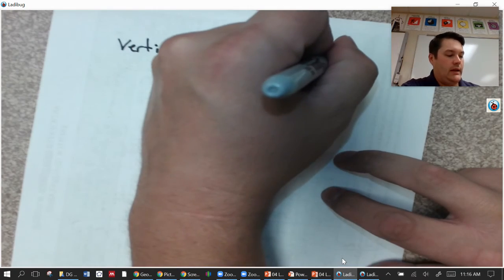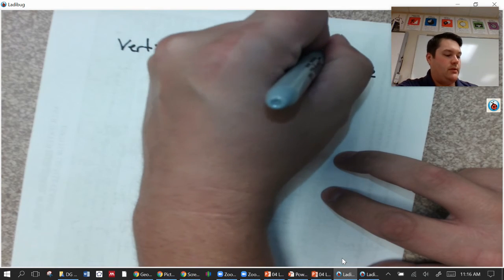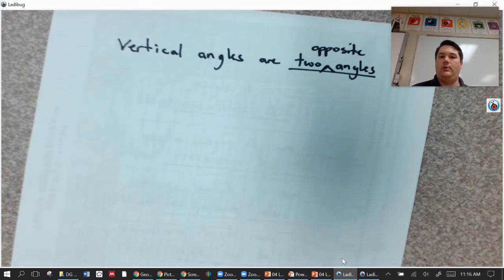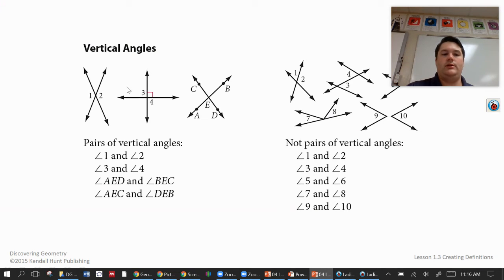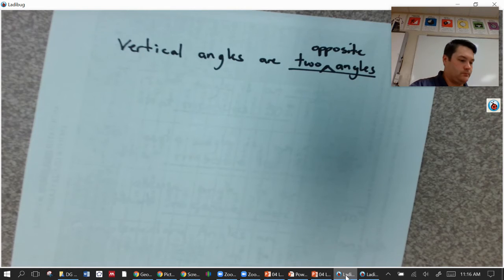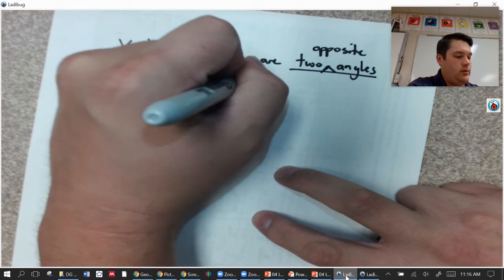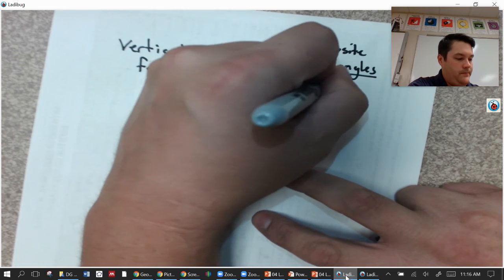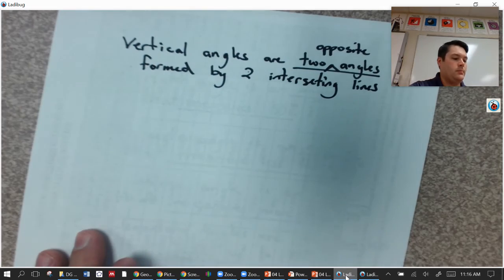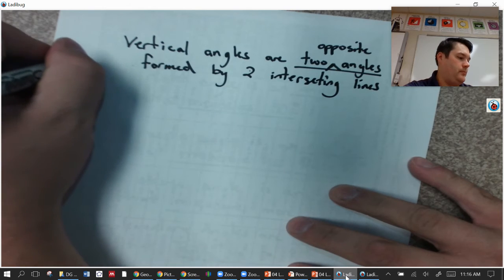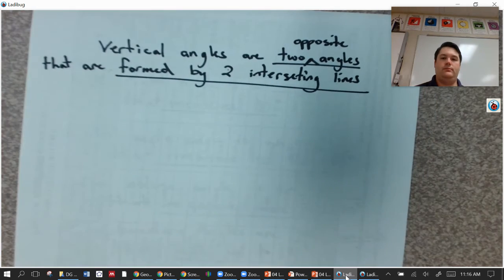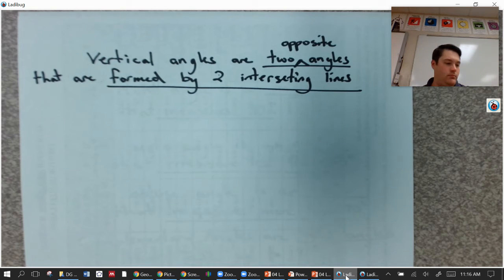And one word that a lot of people will like to add in here, which I think is good, is opposite. And what that means is if you look back at our picture here, they're always across from each other. 1 and 2 across from each other, 3 and 4 across from each other, AED and BEC across from each other. They're opposite from each other. So opposite angles formed by two intersecting lines. You could also have something like that are, if you like that kind of format. Angles are that blank. Something like that's usually what we go with.